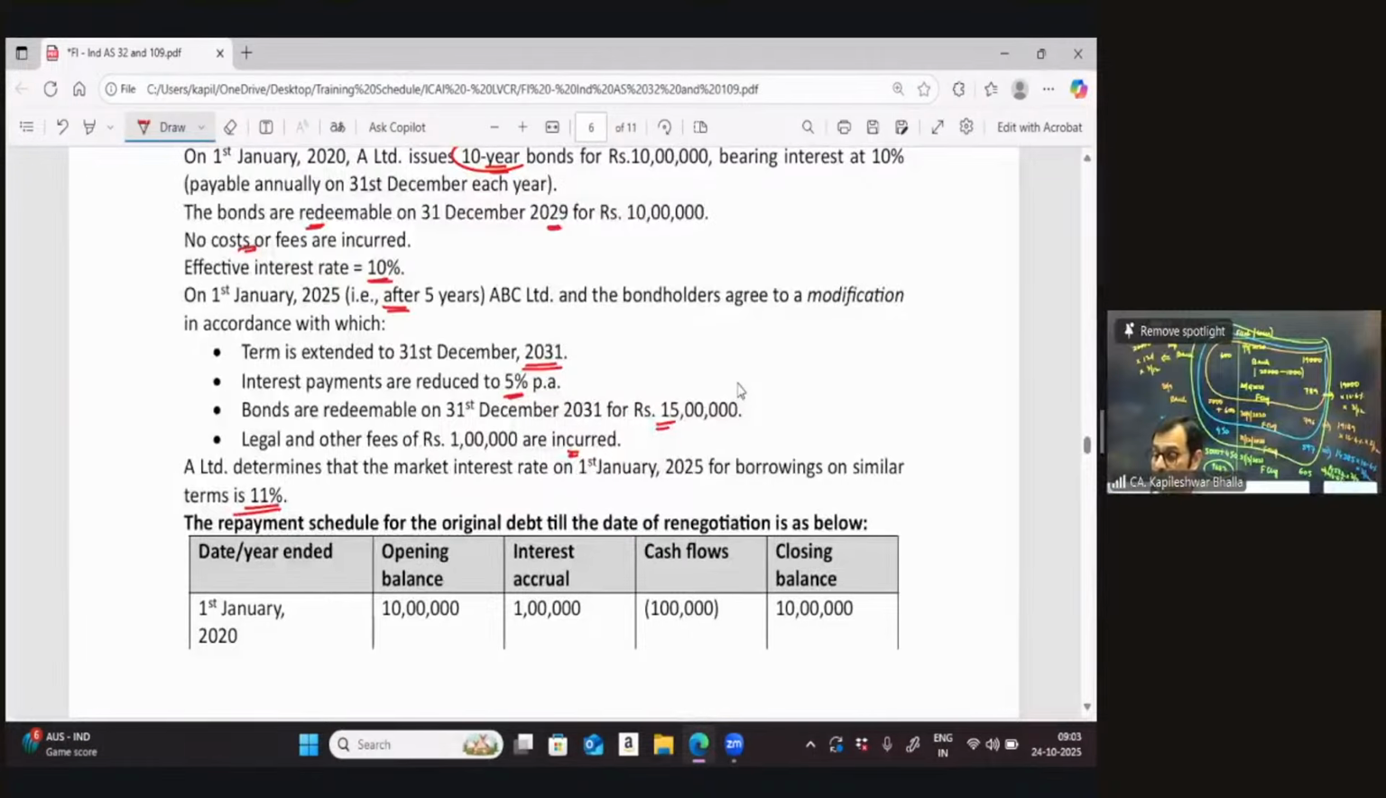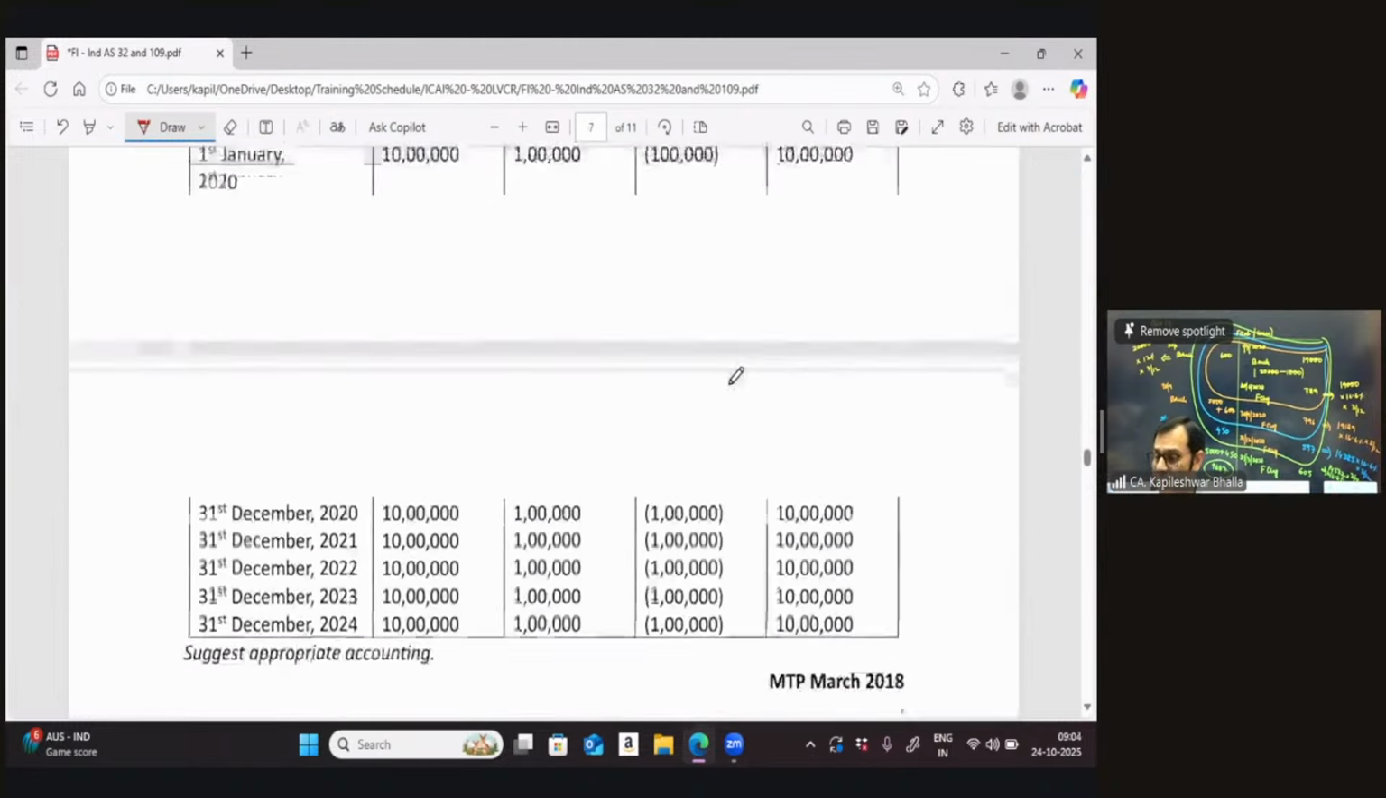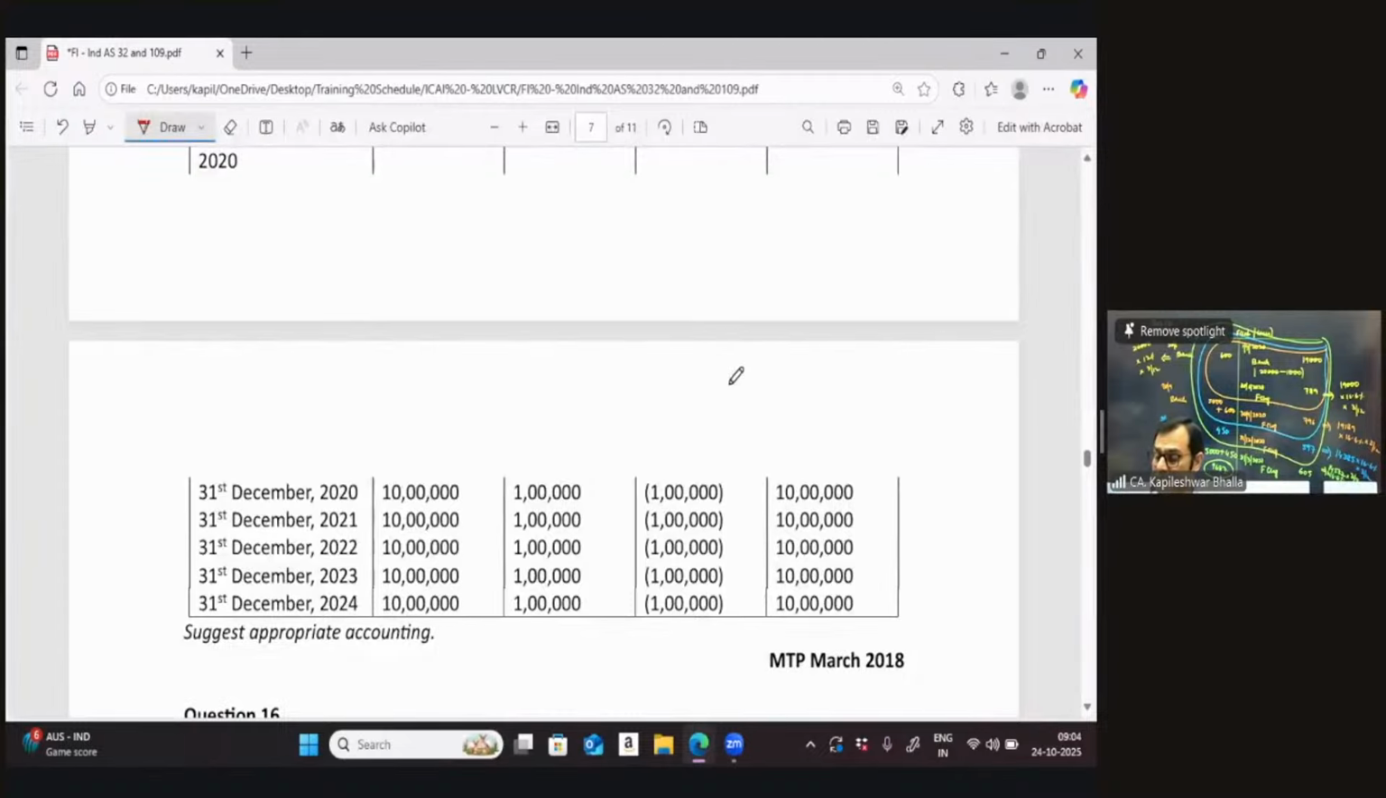The repayment schedule for the original debt till the date of renegotiation is given. We're given that the interest is being paid, which is 1 lakh every year, and that's the repayment schedule. That really doesn't concern me much. We are required to suggest the appropriate accounting treatment.